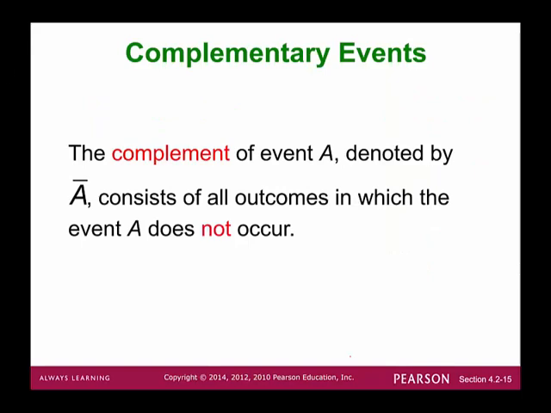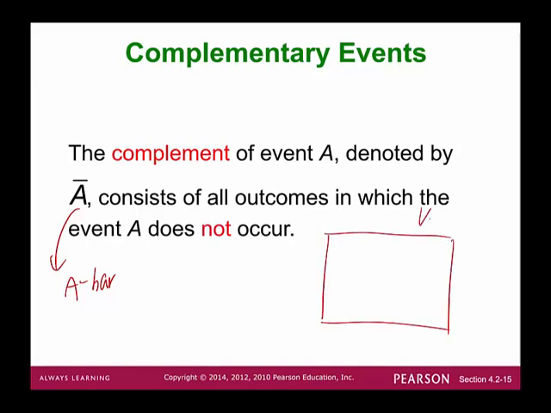Complement event. The complement of event A is called A bar. It consists of all outcomes in which the event A does not occur. So if you look at this as a sample space, I'm using a Venn diagram. If this is event A, this is the circle in the center, and this is the enclosed sample space. The event A bar will be here.